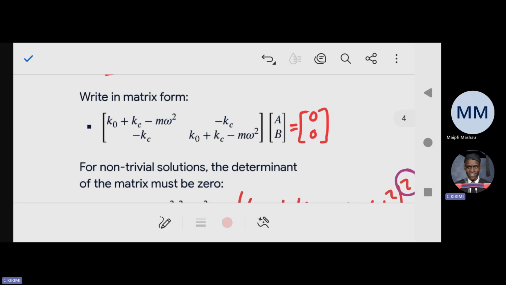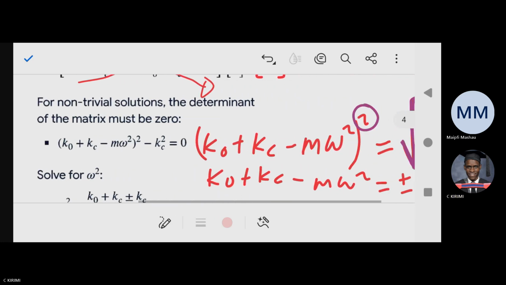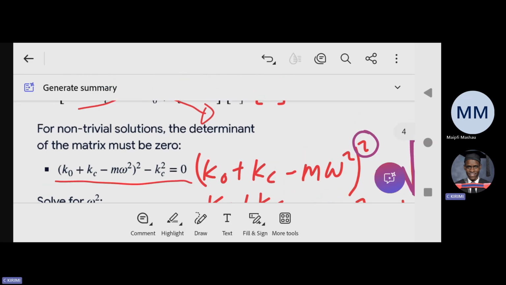Because once you know they give you 0, then you just find the determinant. So it means this times this minus this times that. Then from there you can solve for your omega. Like what we are doing now, we have an equation which is like this. This is our equation. It's come out. So squared minus KC squared is equal to what? Is equal to 0. So the question now, solve for what? For omega. That's what we want to do now.